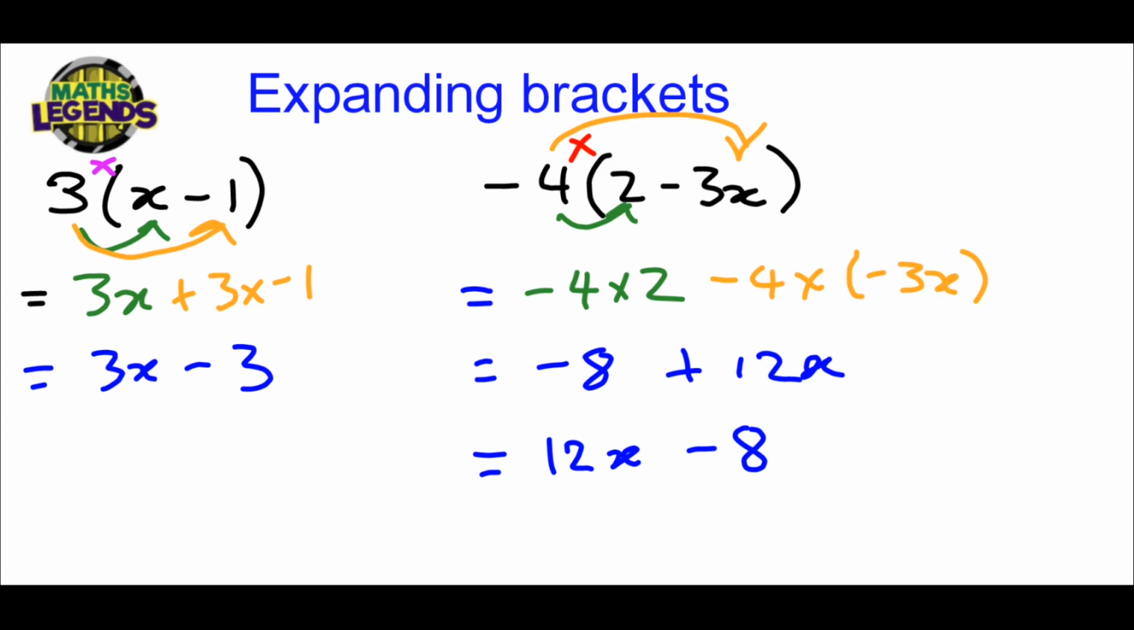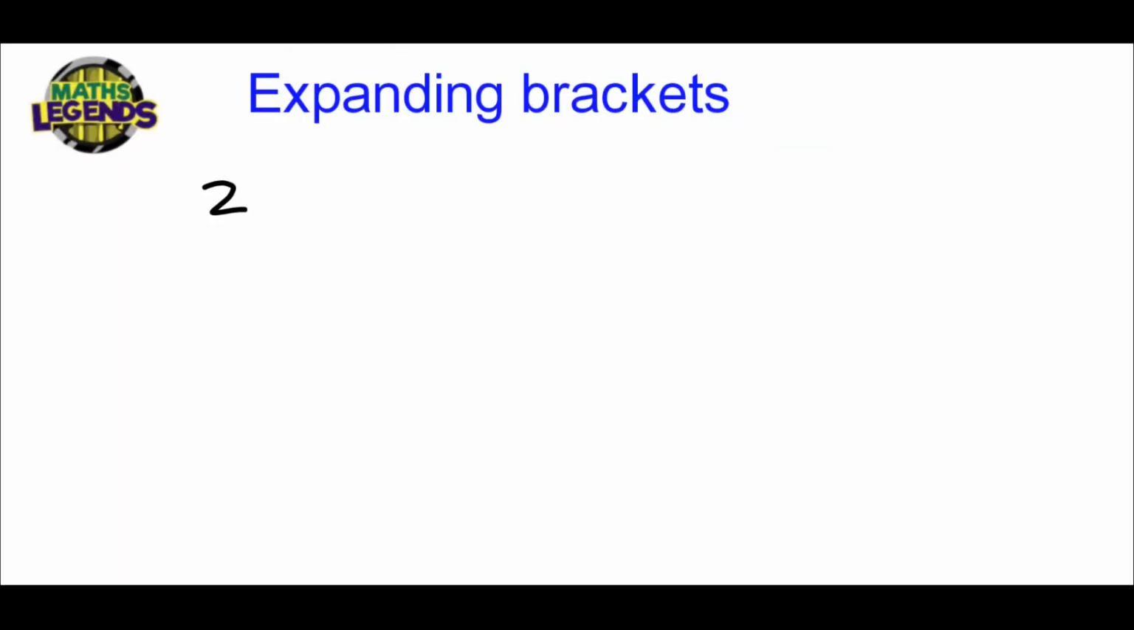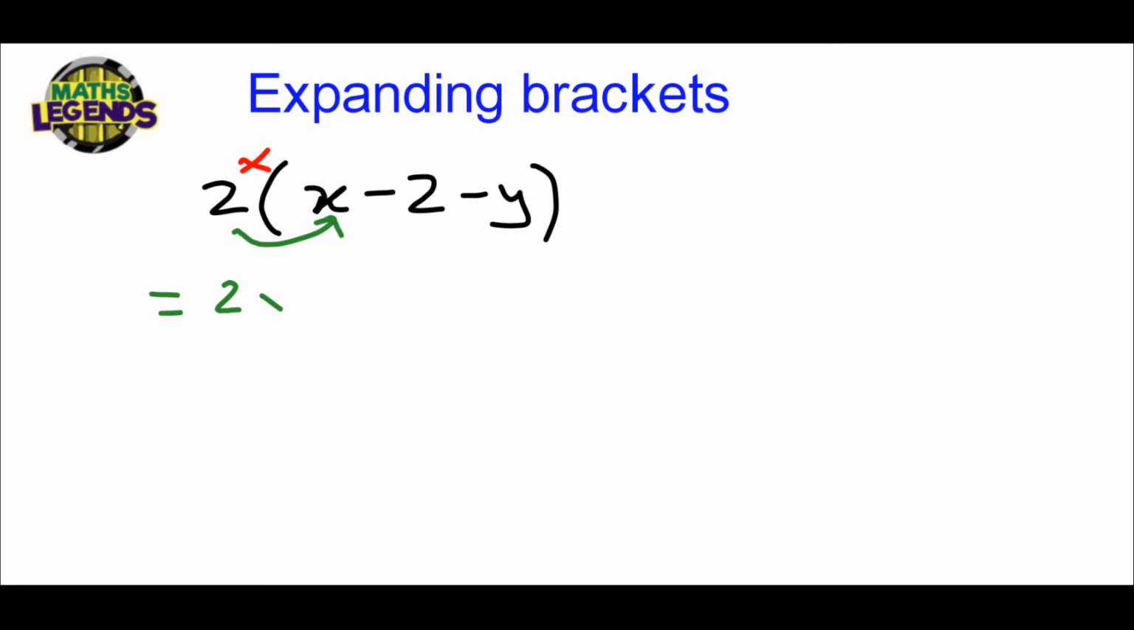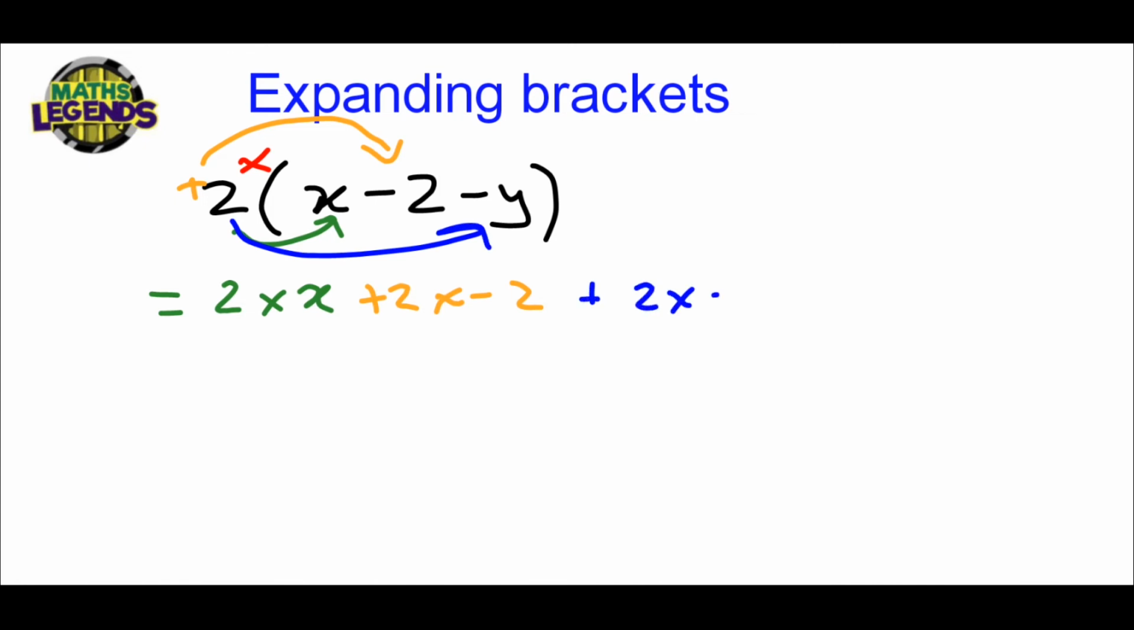Let's say we have more than 2 terms in the bracket. So we have 2 times x minus 2 minus y. So in this case also the 2 is multiplying the bracket, and we need to multiply the 2 with each term. So we need to do 2 times x. We then need to multiply the second term as well. So that's 2 times minus 2, the plus because the 2 is a positive. And we multiply the third term. So here we have plus 2 times minus y.